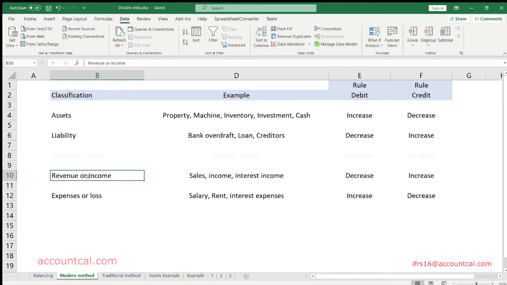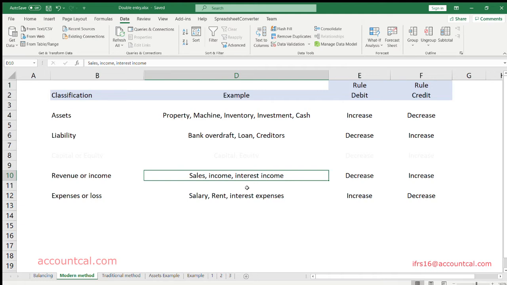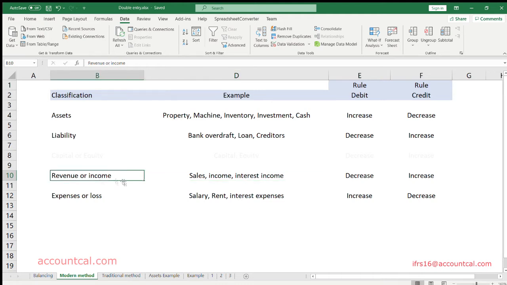profit or revenue, examples of those are sales, any income, any interest income. These are revenue or income. You can say it's profit. So when revenue decreases, you debit the revenue, and when revenue increases, you credit the revenue. So for example, if you sell something of say 1000, you credit sales or revenue because it has increased. That's about revenue or income.